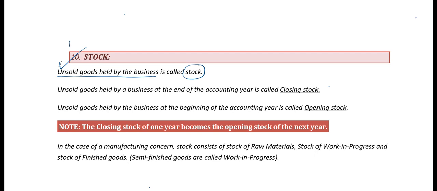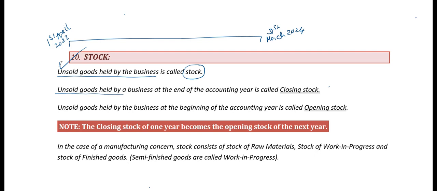Now let's take an accounting period between 1st April 2023 to 31st March 2024. Unsold goods held by the business at the end of the accounting year is called closing stock. Stock at the close of the year. So on 31st March 2024, whatever's unsold goods, that's called closing stock.